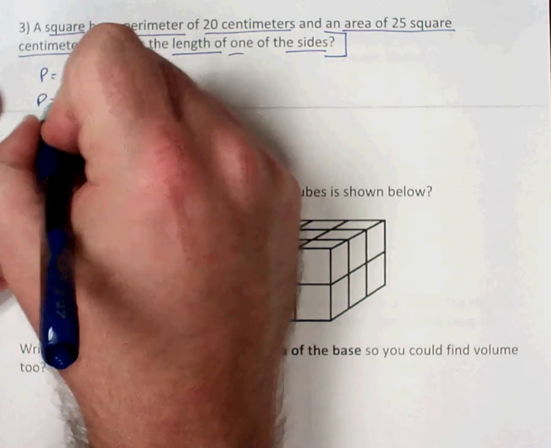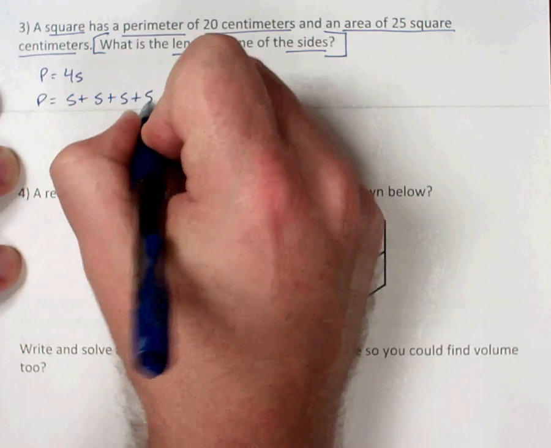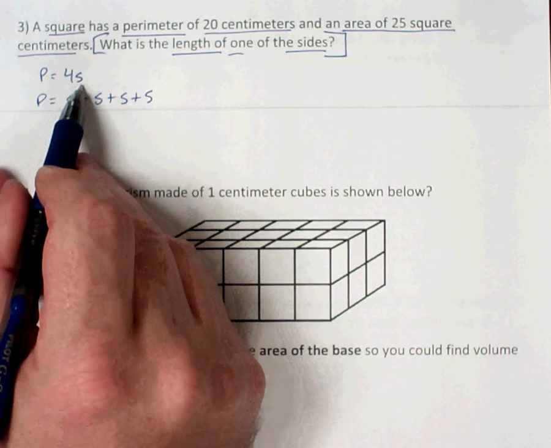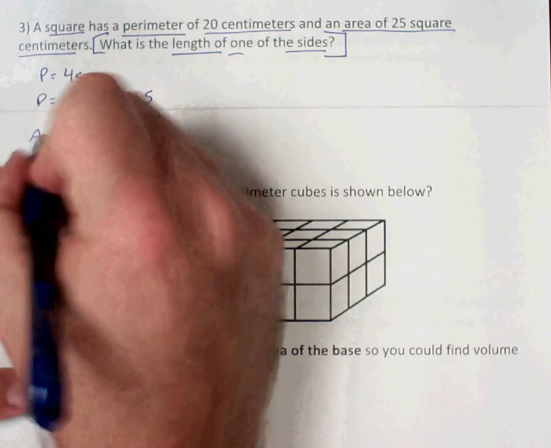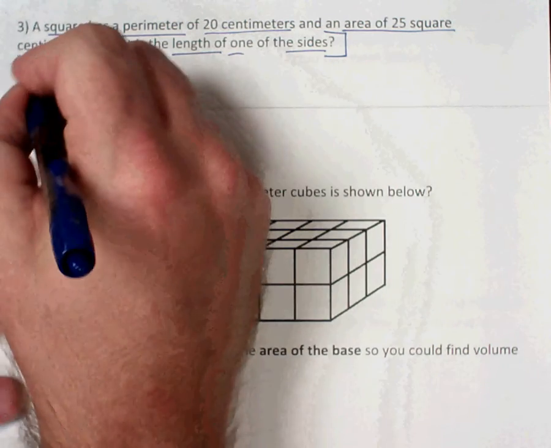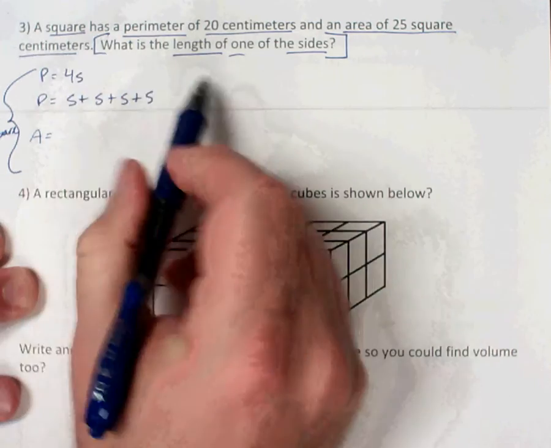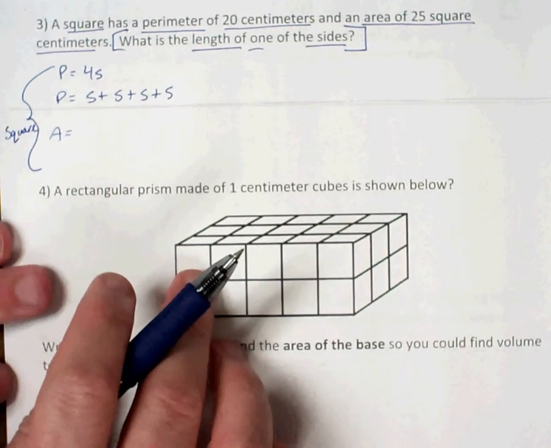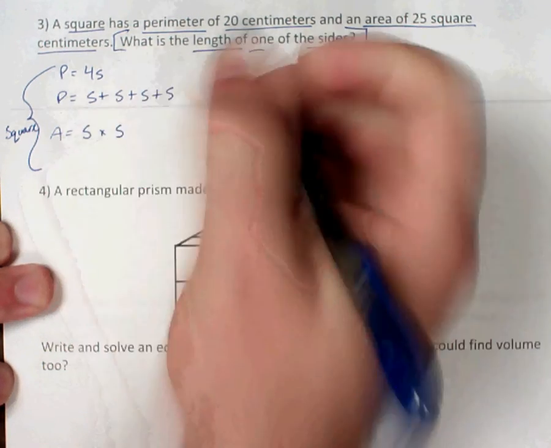Now the good news is that on STAAR you're going to be given your STAAR reference sheet, which has those formulas. So for perimeter, we're going to get perimeter equals 4 times the side, or perimeter equals side plus side plus side plus side. We're going to get area, and again, this is all for a square, and that's important because depending on the shape, we're going to have different formulas. For the area of the square, we're going to have side times the side.